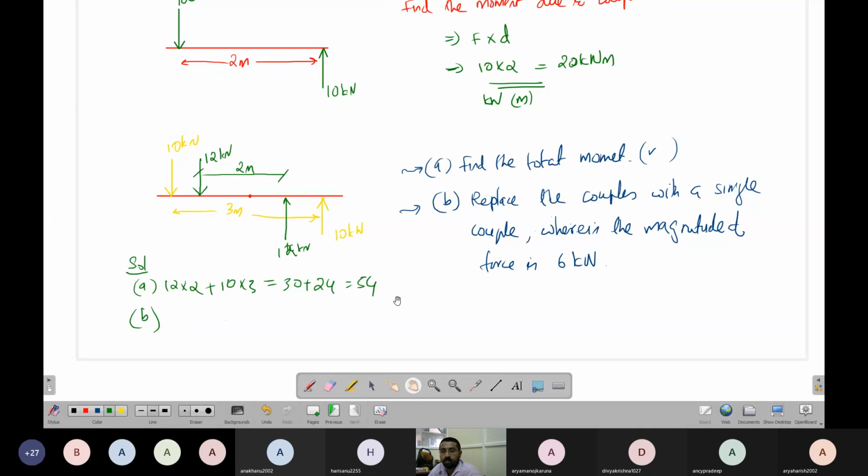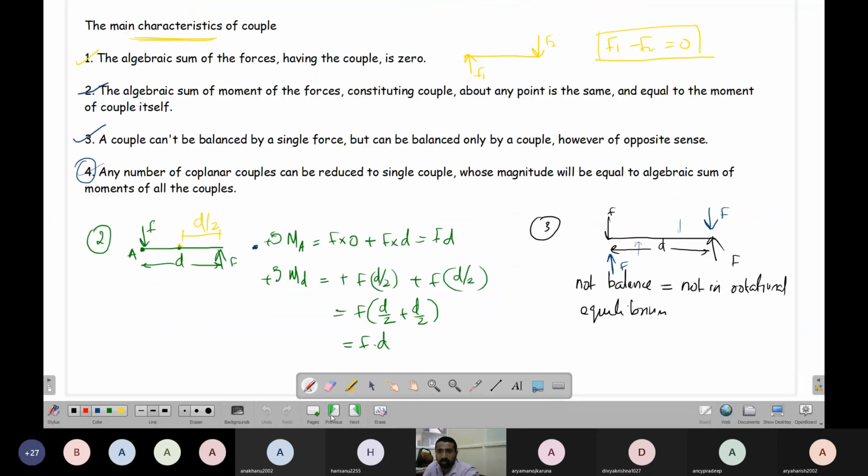Second one എങ്ങനെ ചെയ്യും? Distance ആണ്. 54 by 6 അല്ലേ? Okay, എങ്ങനെ ചെയ്തത്? So basically നമ്മുടെ ലാസ്റ്റ് ക്യാരക്ടറിസ്റ്റിക് യൂസ് ചെയ്താൽ മതി.